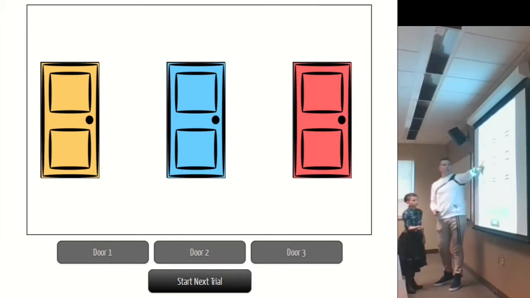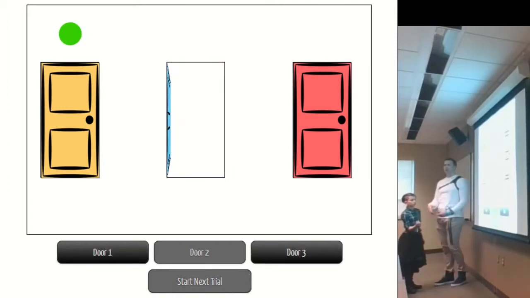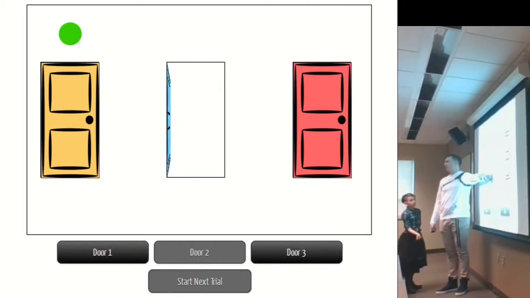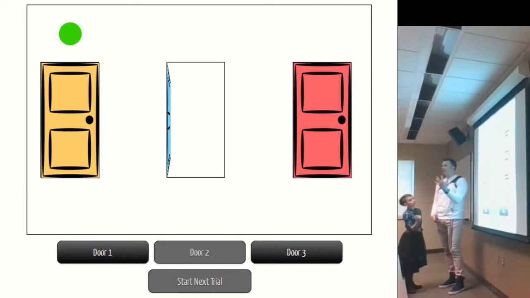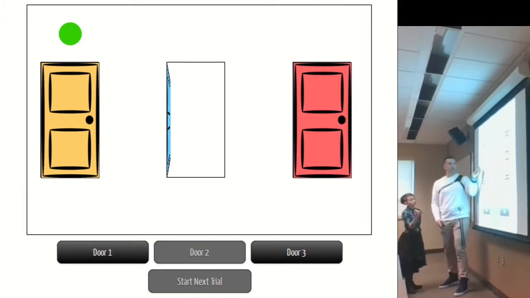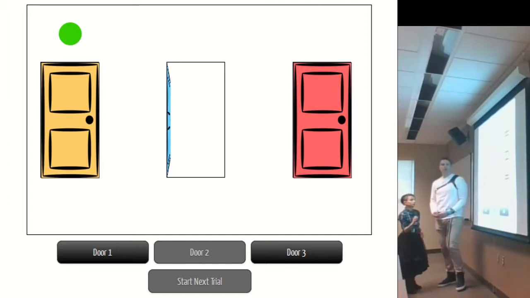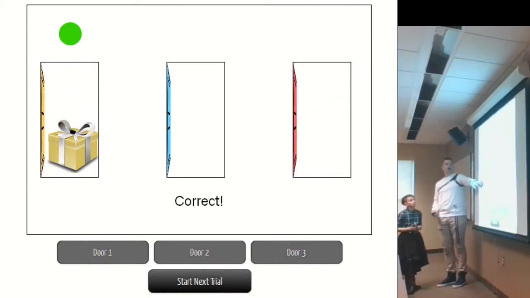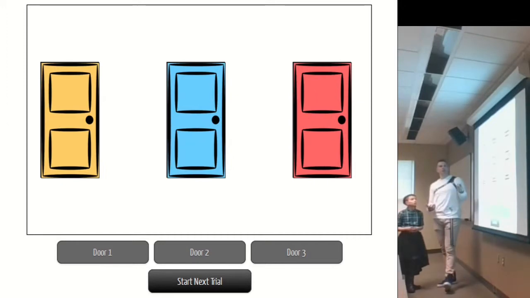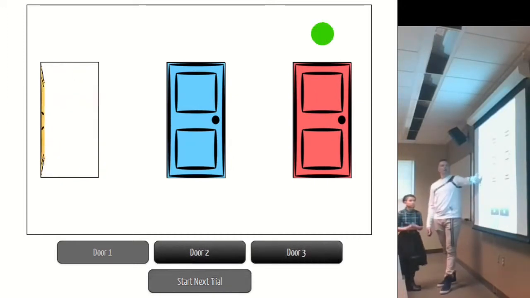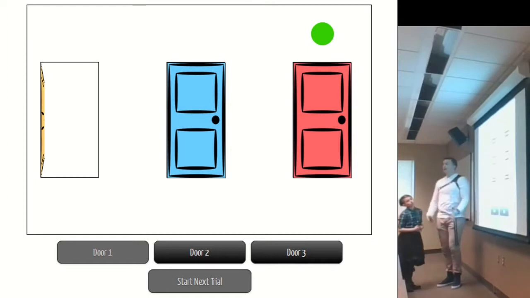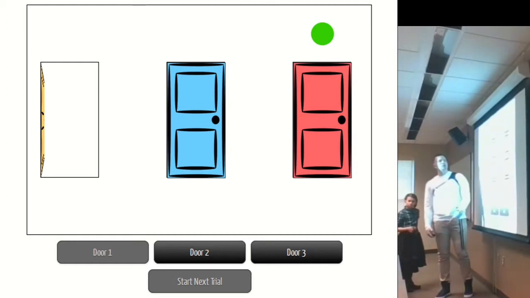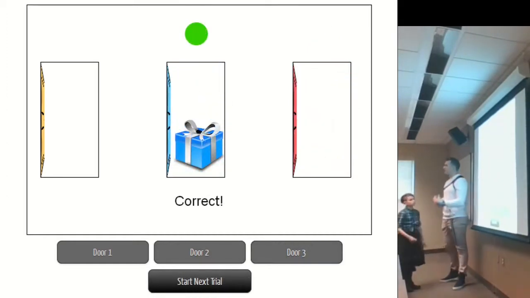You would make a selection, like the yellow door over here. Once you made that selection, the blue door, for example, would open and show you no prize behind the blue door. You now have a situation where you are allowed to switch. You can either stay with door 1 or switch to door 3. And this is an example where staying with door 1 is the correct answer, and you win your prize by not switching. On the other hand, you might pick the red door, at which time the yellow door opens and shows you that there's nothing there. If you then decide to switch to the blue door, that's the correct one. You then win a prize on the blue door.